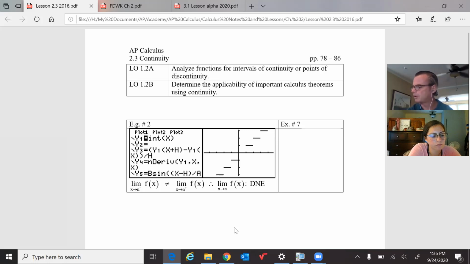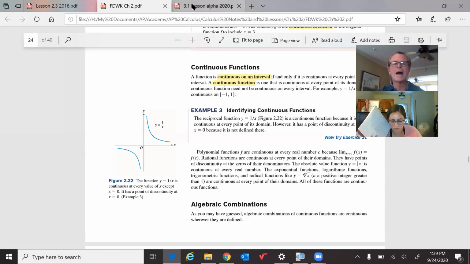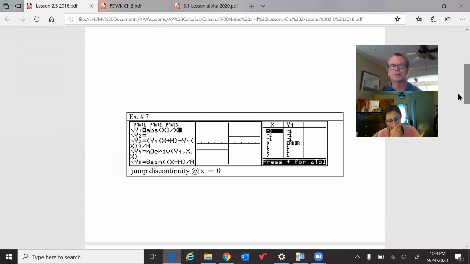You're going to problem number 7. Give you a couple minutes and we're going to go over 7. Okay, so we go back to problem 7. Here's the picture. This should make sense to you.